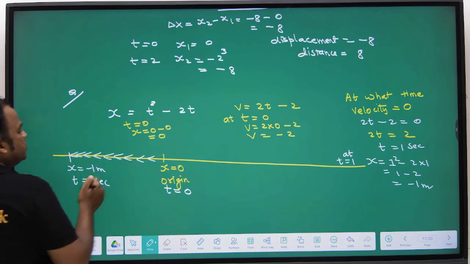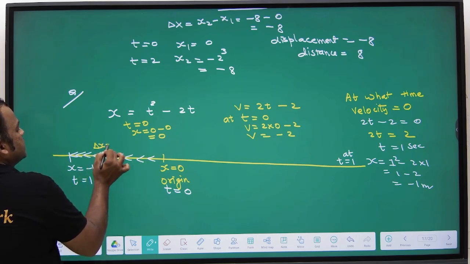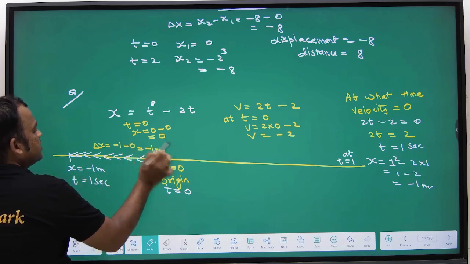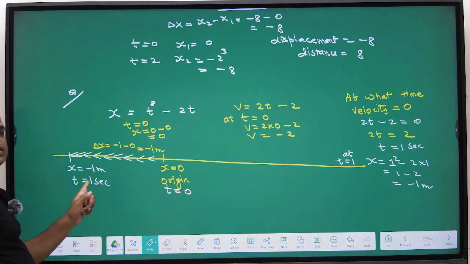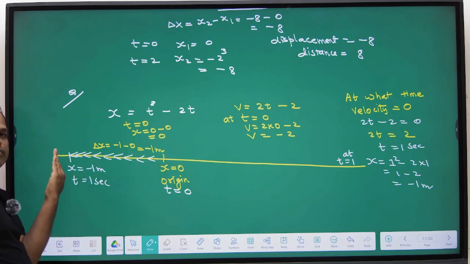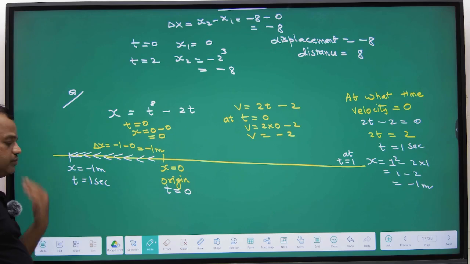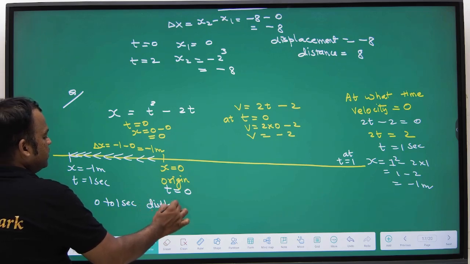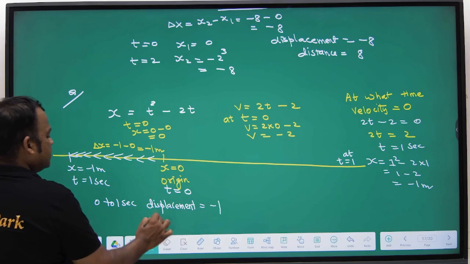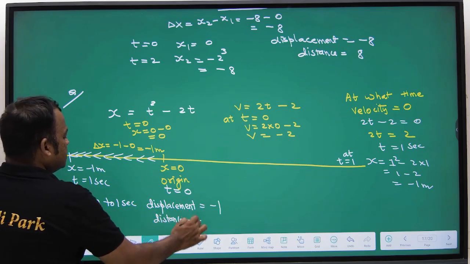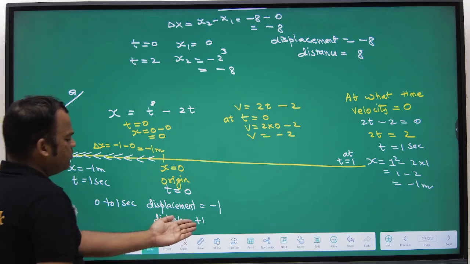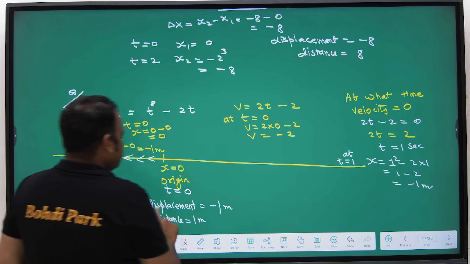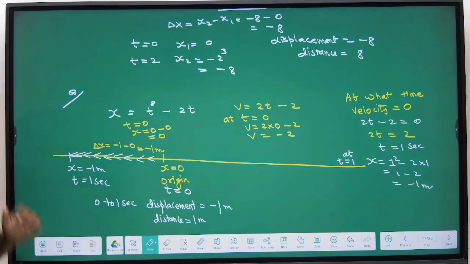How much has it moved left side? We can find delta x equal to final minus initial. So minus 1 minus 0, that is minus 1 meter. So between 0 to 1 second, the displacement is minus 1 meter, and the distance is 1 meter. Distance is positive, so no need to write plus; it is understood to be positive. Displacement is minus 1 and distance is 1 meter.